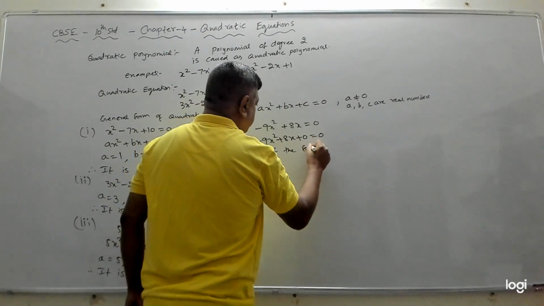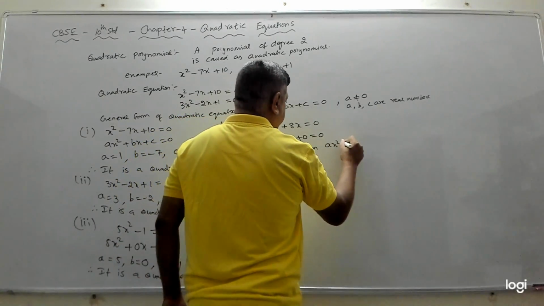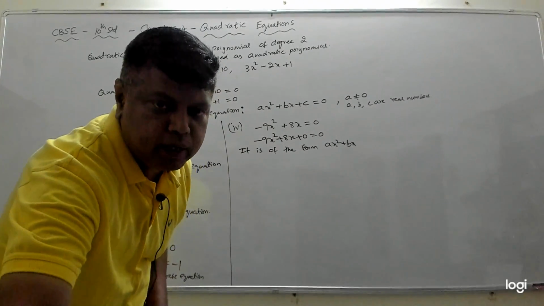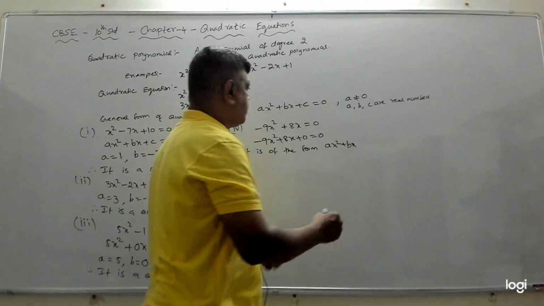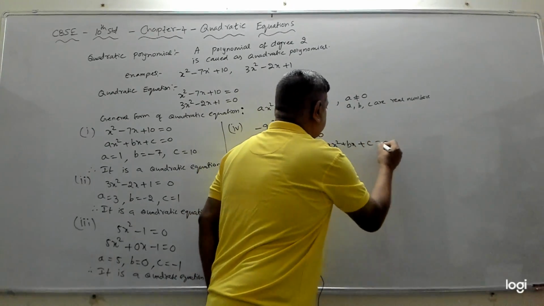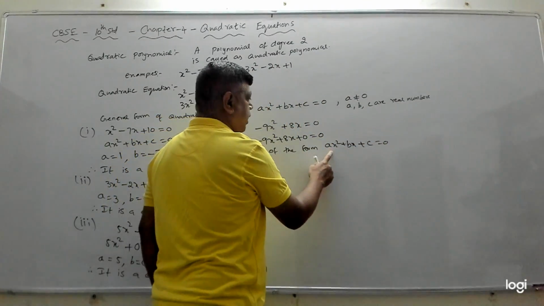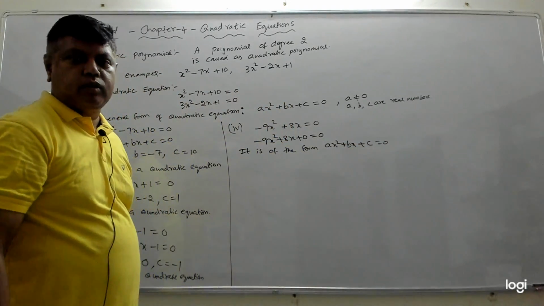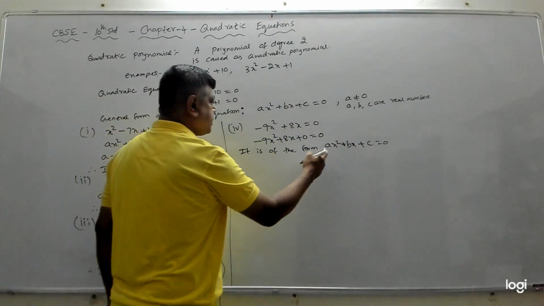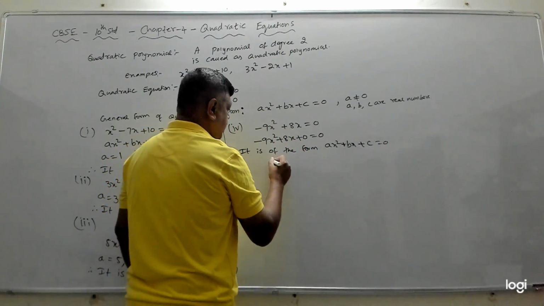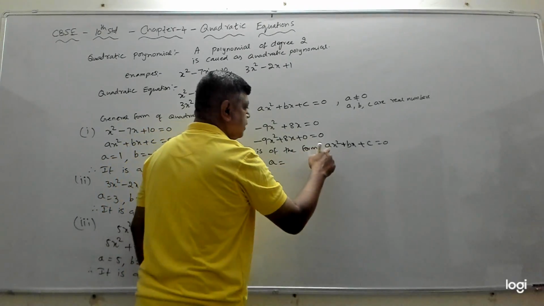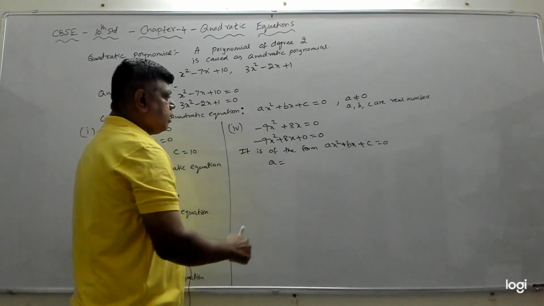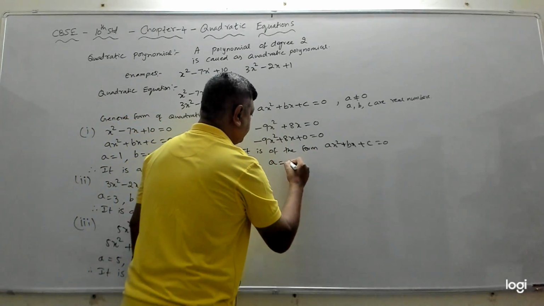It is of the form ax square plus bx plus c equal to 0, correct? So now let's compare and see what A is. We'll compare this with the general form of the quadratic equation. My A is minus 9.